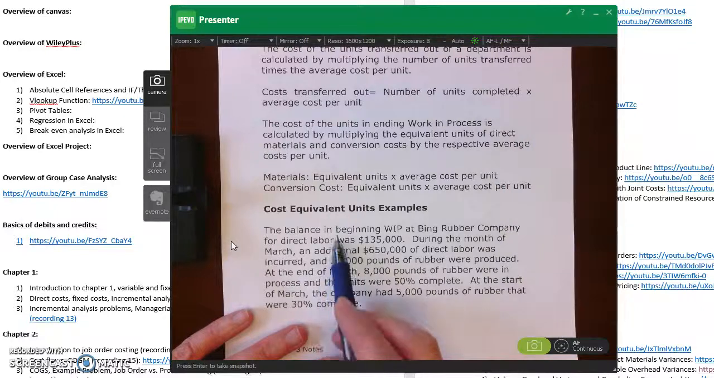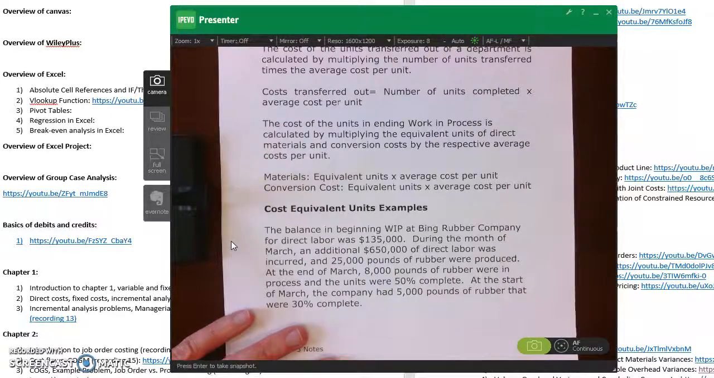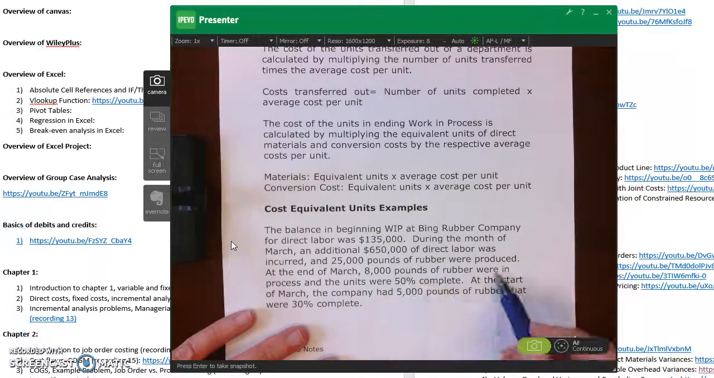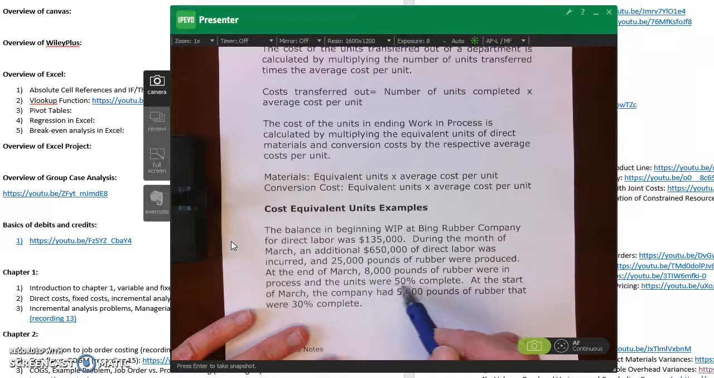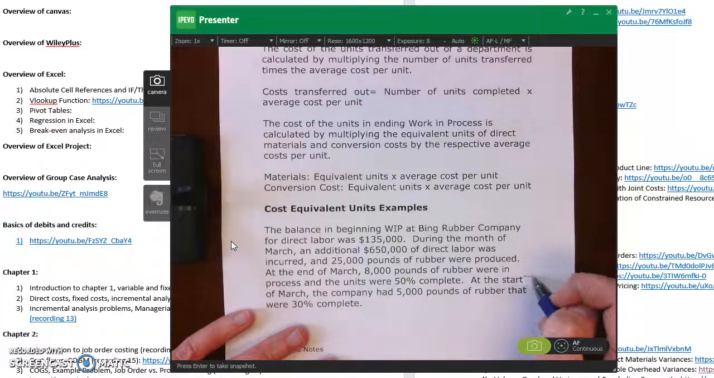We have the balance in beginning WIP at Bing Rubber Company for direct labor was $135,000. During the month of March, an additional $650,000 of direct labor was incurred. 25,000 pounds of rubber were produced. At the end of March, 8,000 pounds were in ending WIP, and those were 50% complete. At the start of March, the company had 5,000 pounds of rubber that were 30% complete.